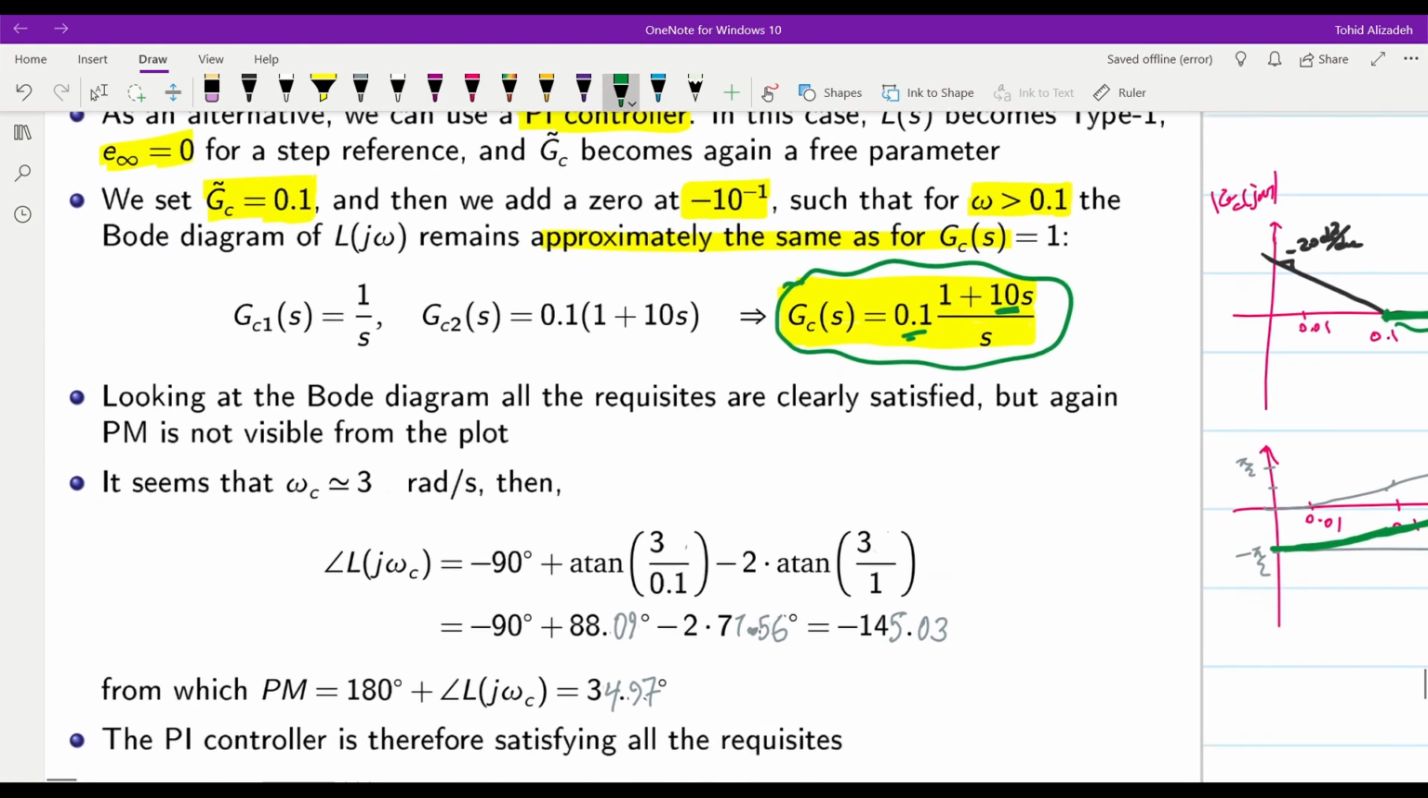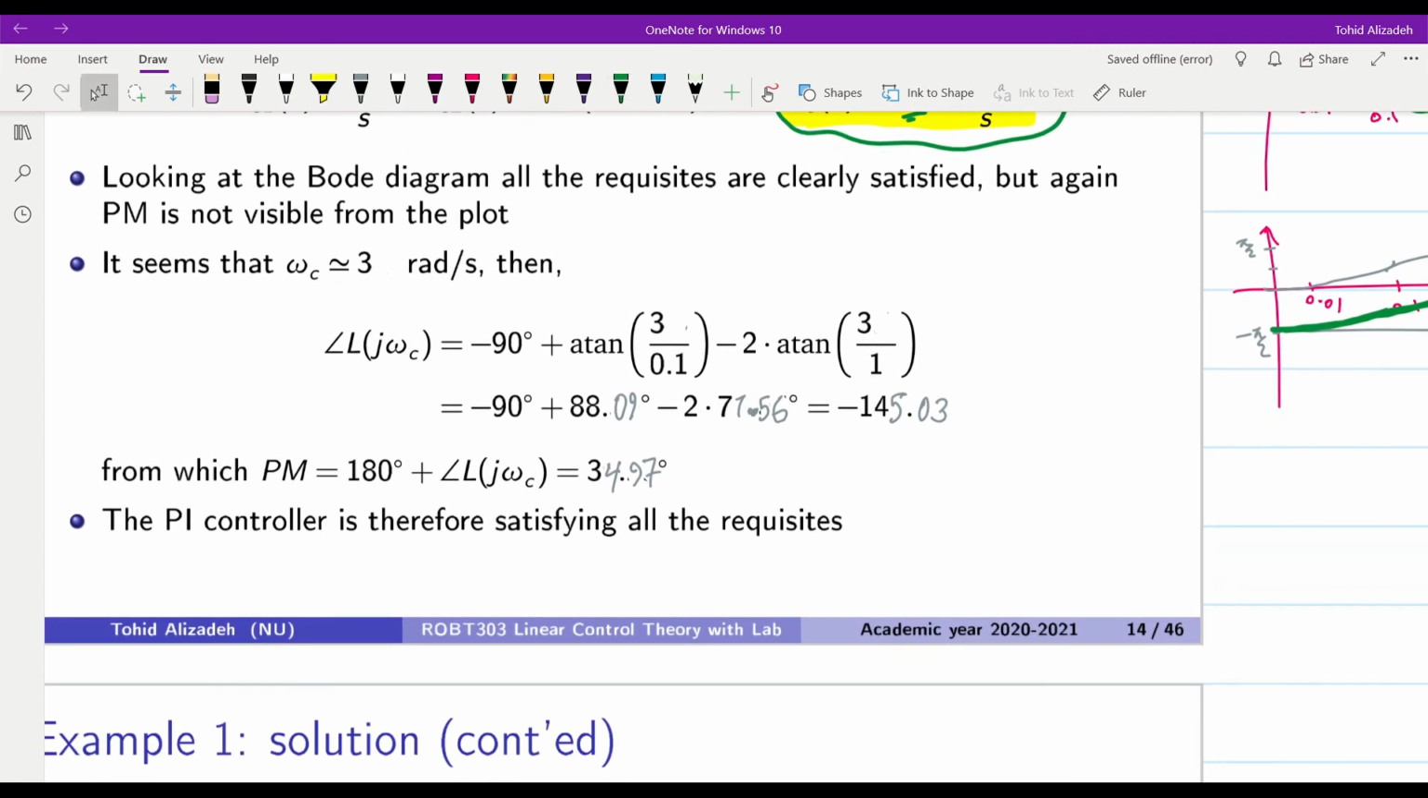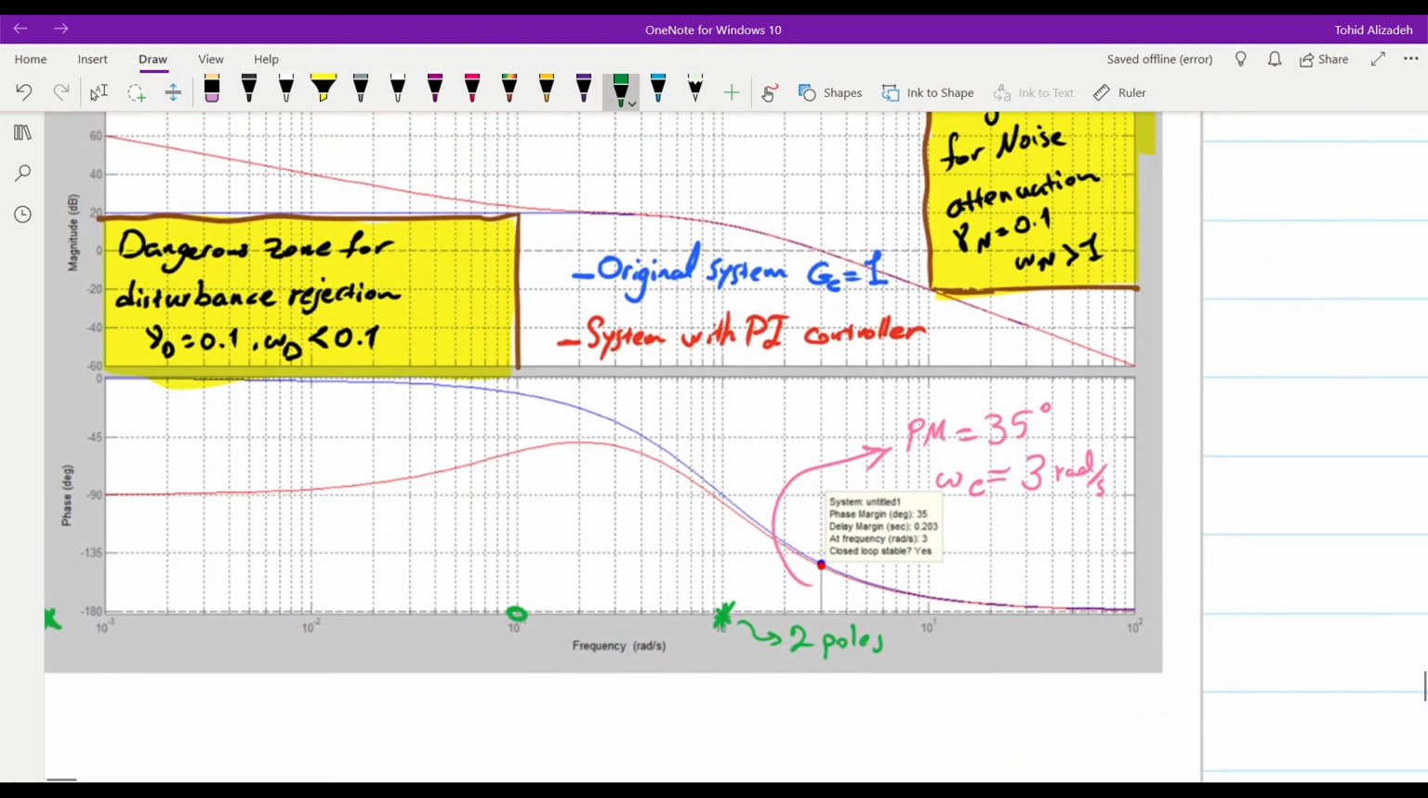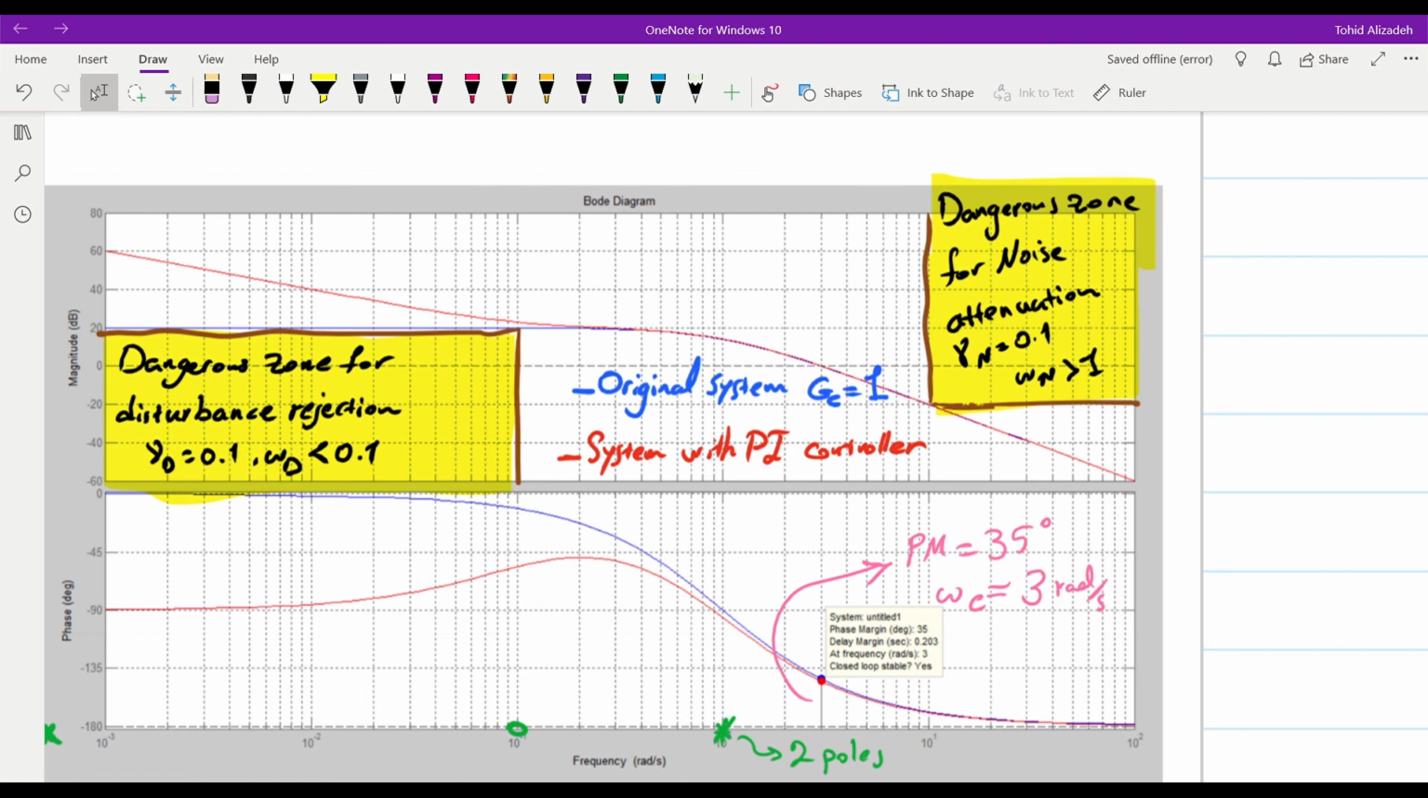Now we can look at the Bode plot and check whether all the requirements are satisfied or not. We can check the phase margin. It will be calculated around the frequency of 30 radian per second as the crossover frequency. After doing these calculations, we can see that it will be obtained as 34.97 degrees, which is acceptable for us. Over here in this figure, you can see the Bode diagram for the original system with GC equal to 1 and for the system with the PI controller that we just designed.